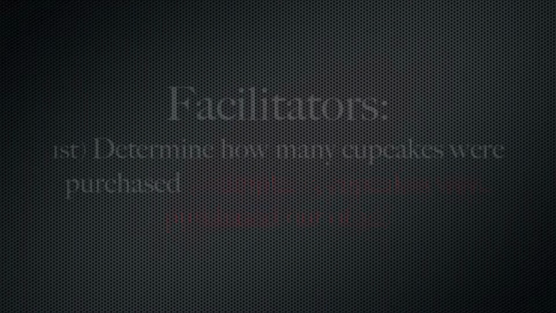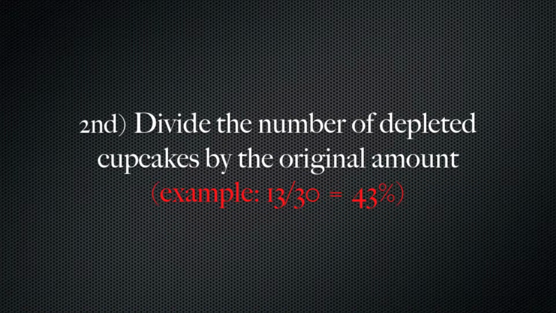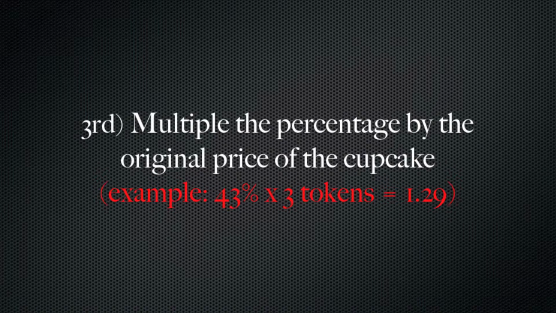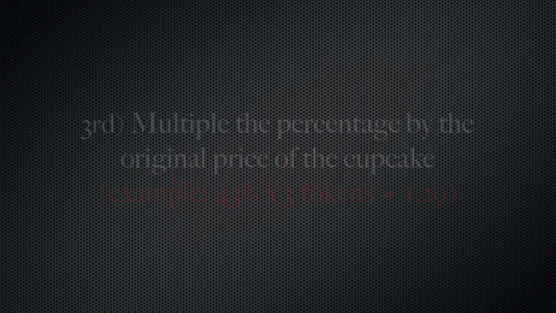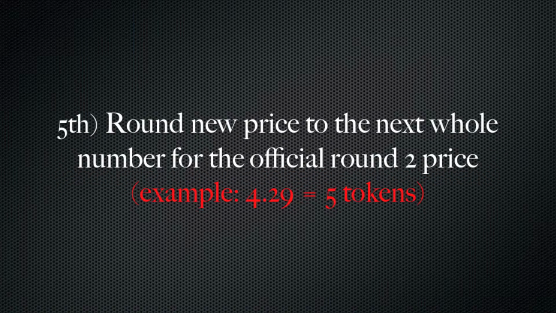Step 10. Officially end the first round. Facilitators must then calculate the new price for each cupcake. To calculate the new price of each cupcake group, determine the percentage of the supply of each group that has been depleted and increase the price of the cupcake by the same percentage. So if the supply were depleted by 30%, the price of the cupcake would increase by 30%. The final cupcake price must be rounded up to the next whole unit.